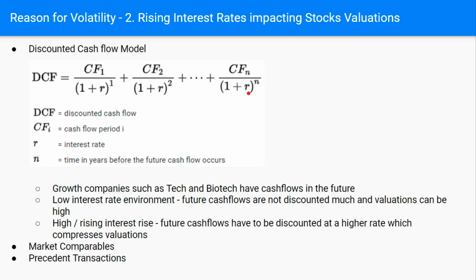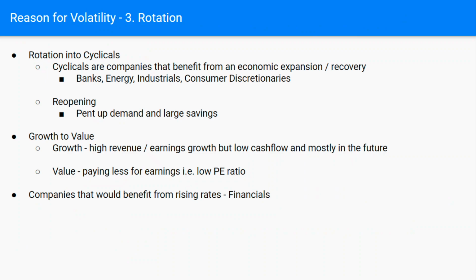So if the interest rate is, let's say, 1%, the discounted present value will be different. But if the interest rate goes to 2%, the value discounted at this point in time will be cut in half. So that's impacting all the growth companies which have cash flows out in the future. And that brings me to point number three.